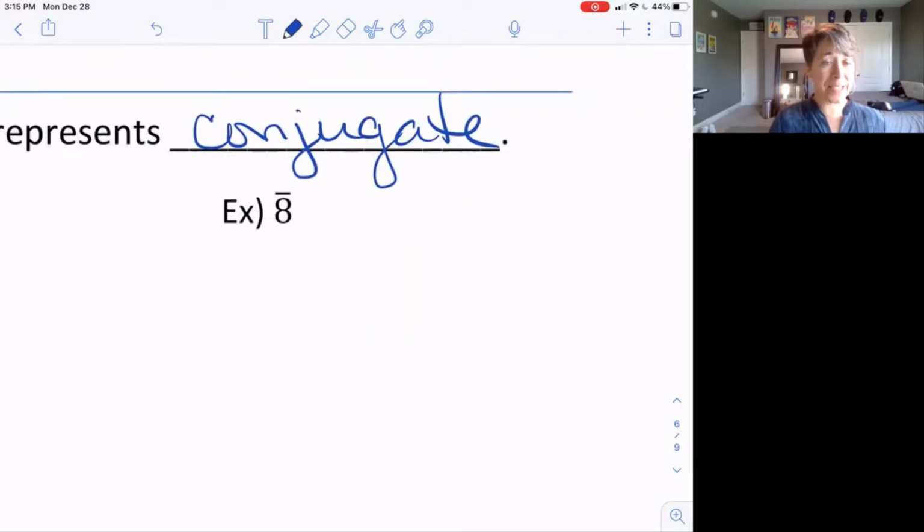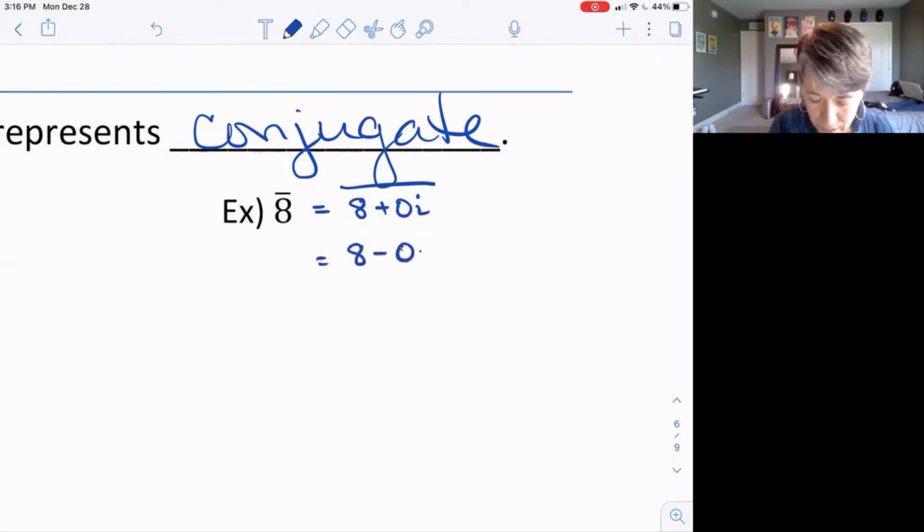For this last example, we just have a real number. That is the same thing as 8 plus 0i. There's no imaginary part there. And so if we took the conjugate, 8 minus 0i, it still equals 8. So the conjugate of a real number is just itself.